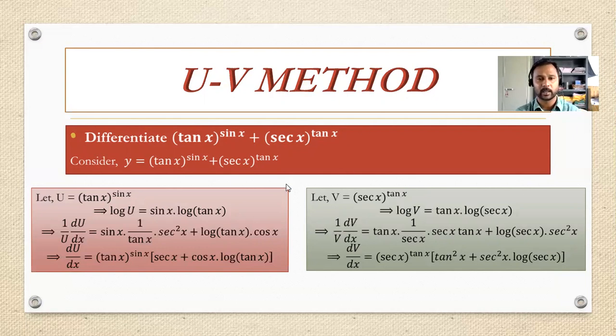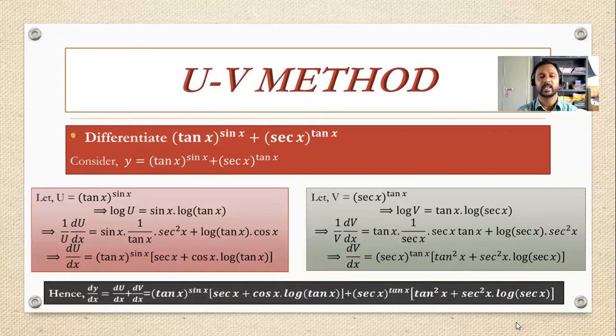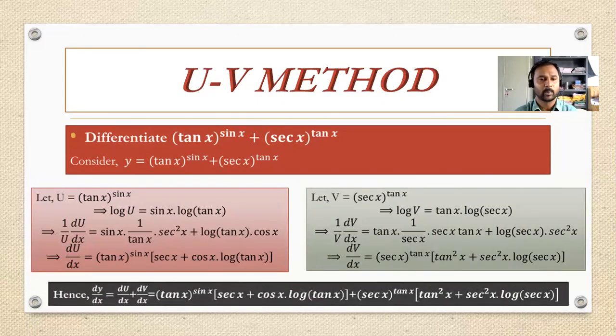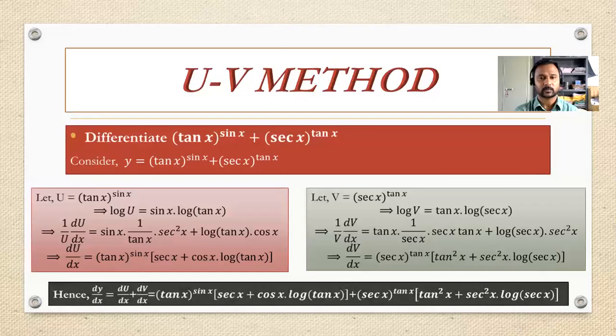Now let us come here. y equal to what? Tan x power sin x plus sec x power tan x. Now this is taken as u, this is taken as v. That means basically y becomes u plus v. Therefore, dy by dx is equal to du by dx plus dv by dx. Substituting du by dx from the first box and dv by dx from the second box, here we are completing dy by dx by the UV method.